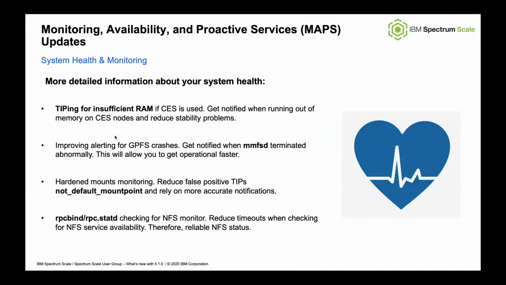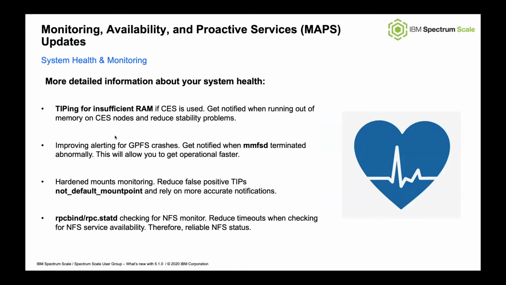We always include more features to monitor the system health and proactive services. Spectrum Scale 5.1.0 comes with a good number of new features and enhancements that provide you more detailed information on your system health. First, you get notified when any of your access nodes is running out of memory. If you notice this in time, you can react and mitigate the stability issues produced by not having enough memory at the access node.